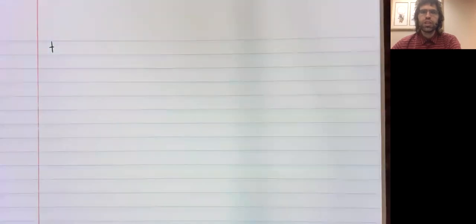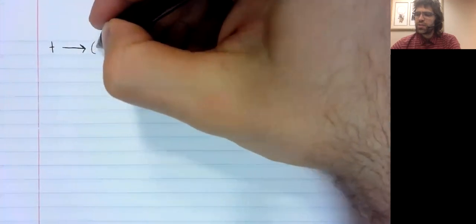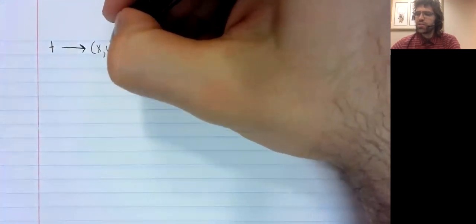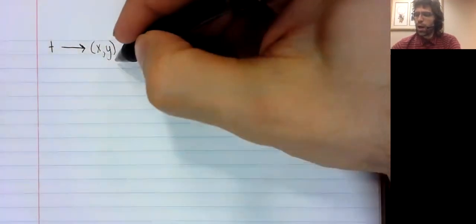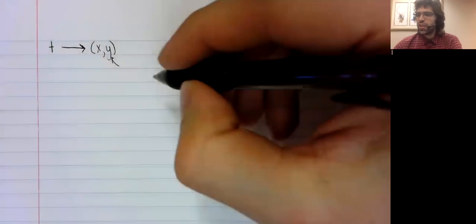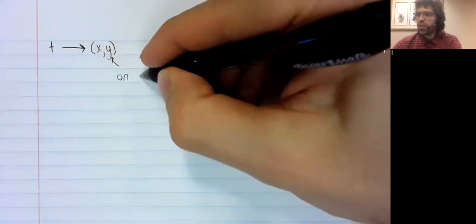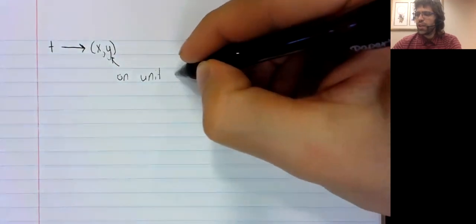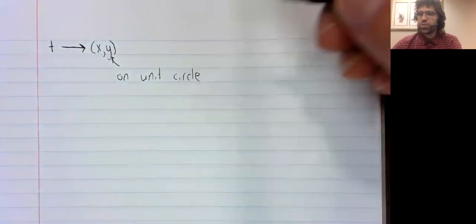The wrapping function is a useful tool to have in our toolbox. So let's go ahead and define it. The wrapping function is a function that takes a real number as its input and gives as its output a point (x, y). And this isn't just any point, it's a point on the unit circle.